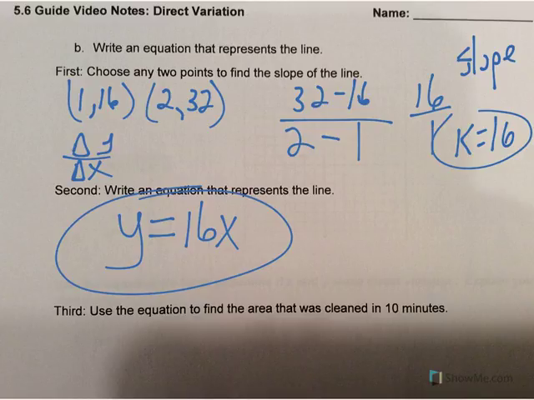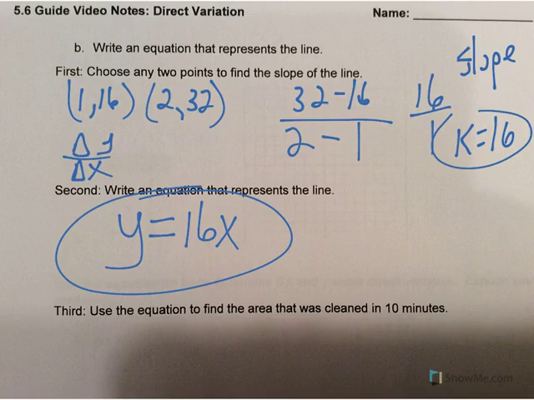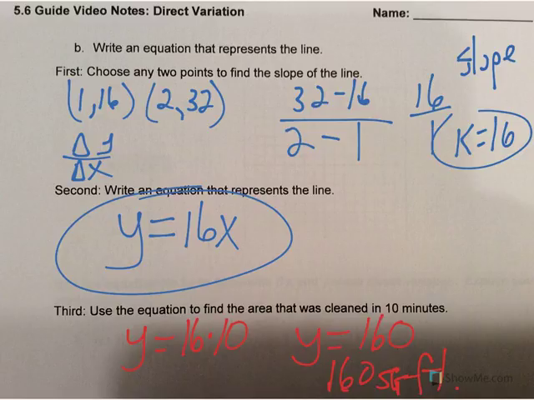Now it says use the equation to find the area that was cleaned in 10 minutes. So remember, minutes is your x, so we just replace x with 10. So we have y equals 16 times 10, and we get y equals 160. So our answer is 160 square feet. That's how much it would be able to clean in 10 minutes. So now you have you try on your own. We'll go over these notes in class and clean things up.